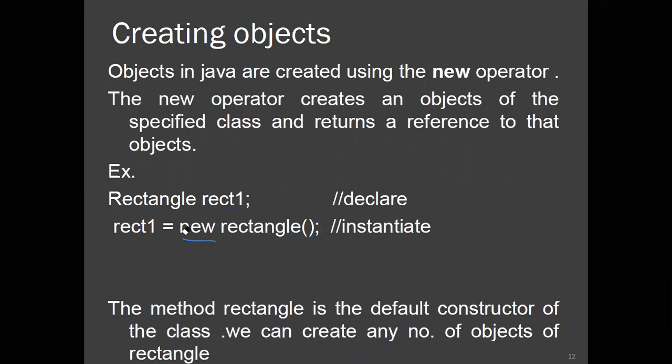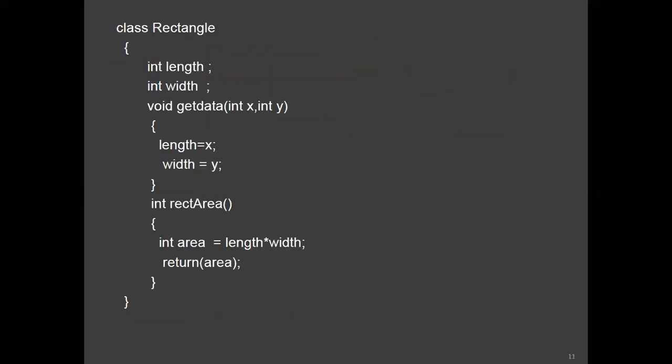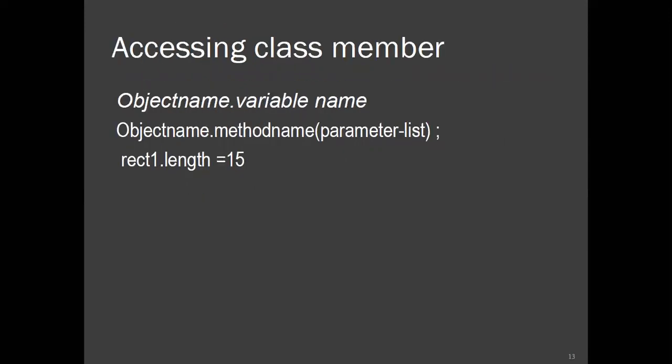So let's go to how to use it in the main program. Before we use it in the main program, we'll see how to call the members of a class. Members can be data members or member functions. We use the object name followed by a dot, and then followed by the variable name. You see the object name is rect1 of class Rectangle, and two instance variables are available, that is length and width. We'll take length as the example.